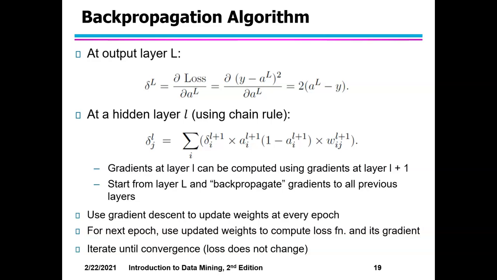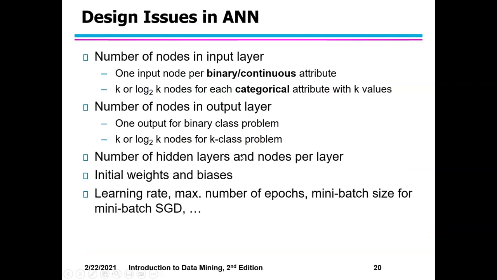You check the updated weights to compute the loss function, how much loss of information is done, and its gradient. Then iterate until convergence. Convergence means, as I told you, when there is no more learning, so y minus y hat is 0. Number of nodes in the input layer: one input node per binary or continuous attribute.